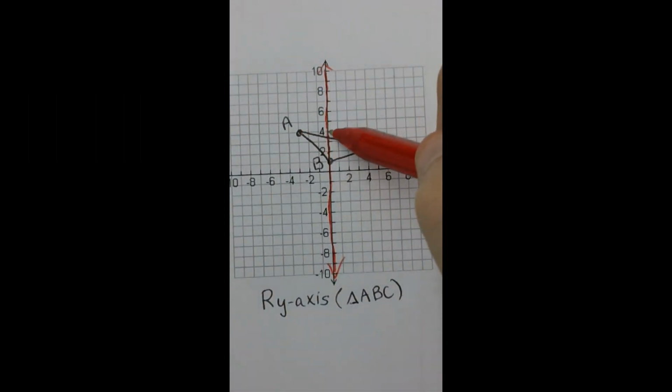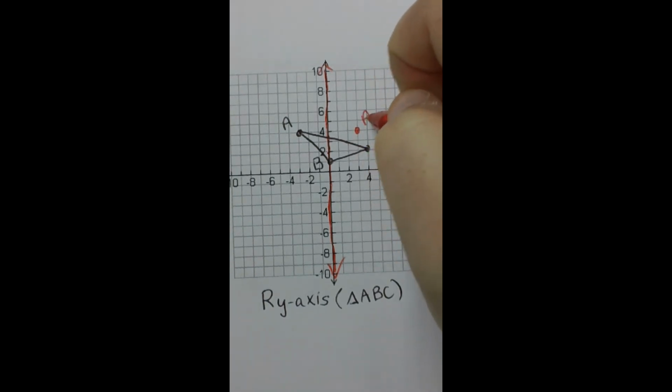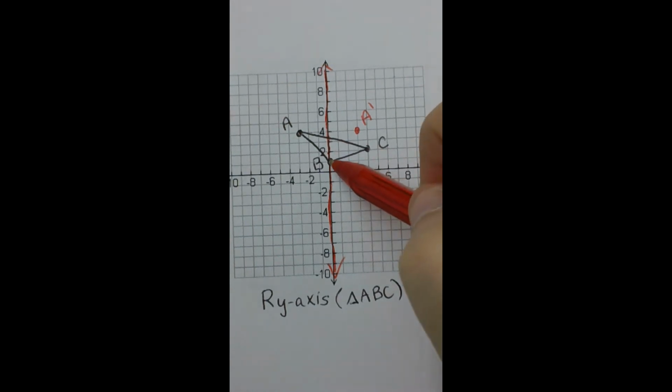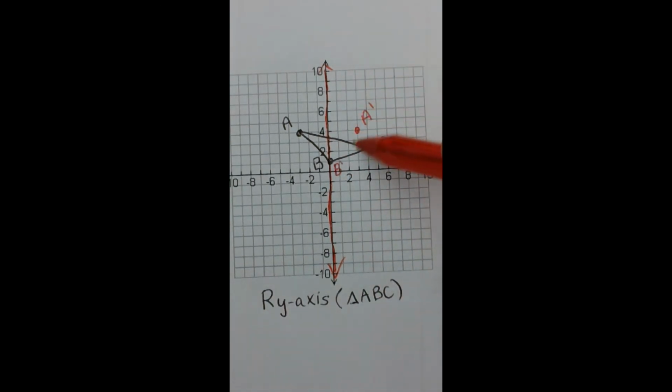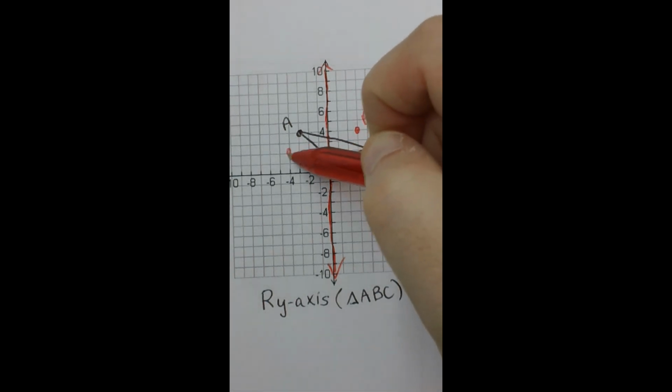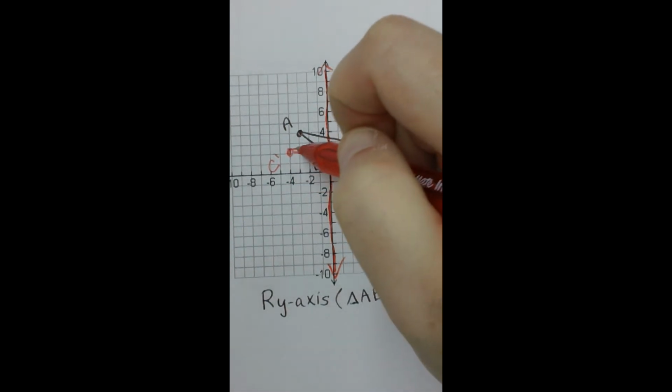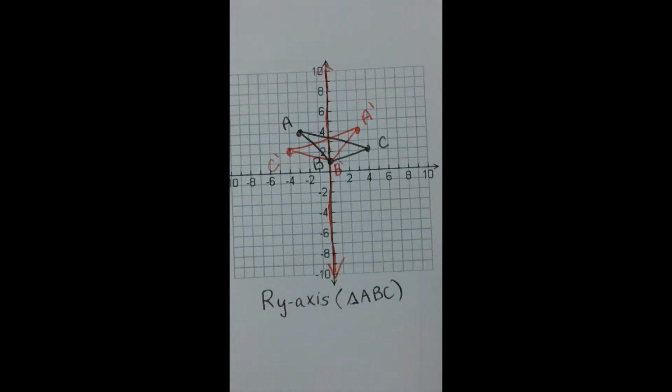So if you look for A, you see how many units A is away from your line of reflection. So it's 1, 2, 3. So on the opposite side, we're going to go 1, 2, 3. And that becomes A prime. Okay. Since B is already on the y-axis, there's no change in distance, so I don't have to do anything with B, so that still is B prime. And then you do the same thing for C. So you count 1, 2, 3, 4. You go on the opposite side, it's 1, 2, 3, 4. And that becomes C prime. And then you connect your dots, and then that is your image.